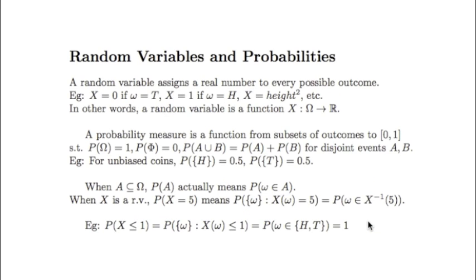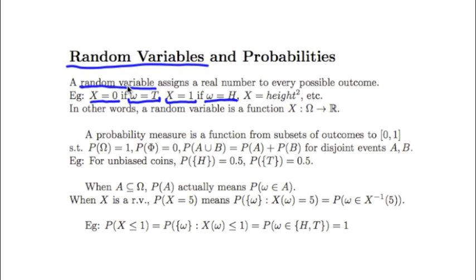Now things get a little bit tricky, but it's useful to return to this at some point if you get confused. The concept of a random variable is quite important. A random variable basically assigns a real number to every possible outcome. So for example, if the outcome is tails, maybe I'll assign x the number 0, and if the outcome is heads, maybe I'll assign x the number 1. So for the coin tossing experiment, this is one example of a random variable.